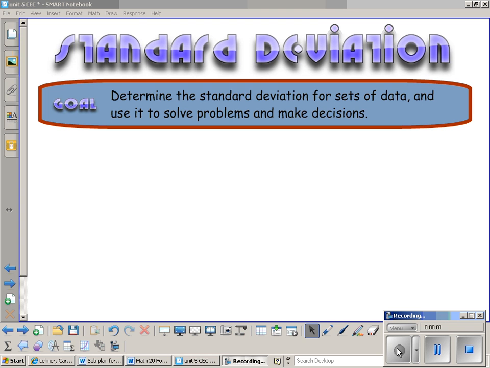In this lesson, we are going to look at standard deviation. We're going to be able to determine the standard deviation for sets of data and use it to solve problems and make decisions.